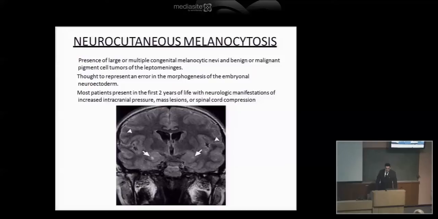The fourth genetic syndrome is neurocutaneous melanocytosis. These patients have large, multiple congenital melanocytic nevi and may have benign or malignant tumors of the leptomeninges. Thus, it can be in the brain or in the spinal canal. It is thought to represent an error in the morphogenesis of the embryonal ectoderm. And these infants usually present in the first 2 years of life with neurologic manifestations of increased intracranial pressure, spinal cord compression, or mass lesions. This is an MRI with the arrows showing the typical melanocytic deposits and tumors in the brain of this particular patient.